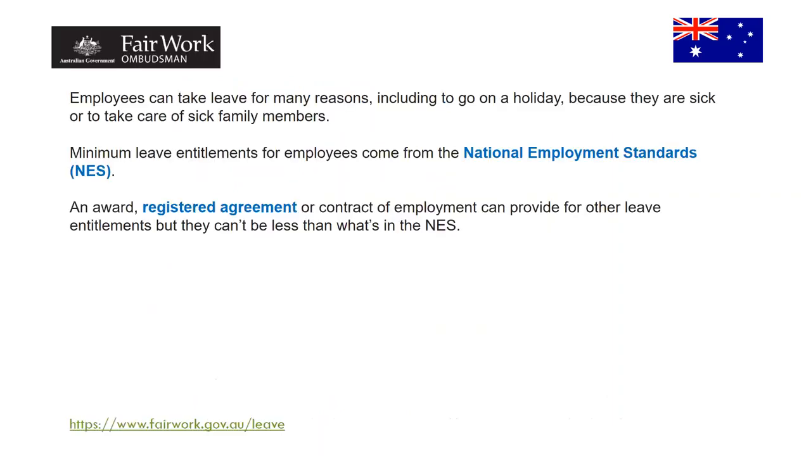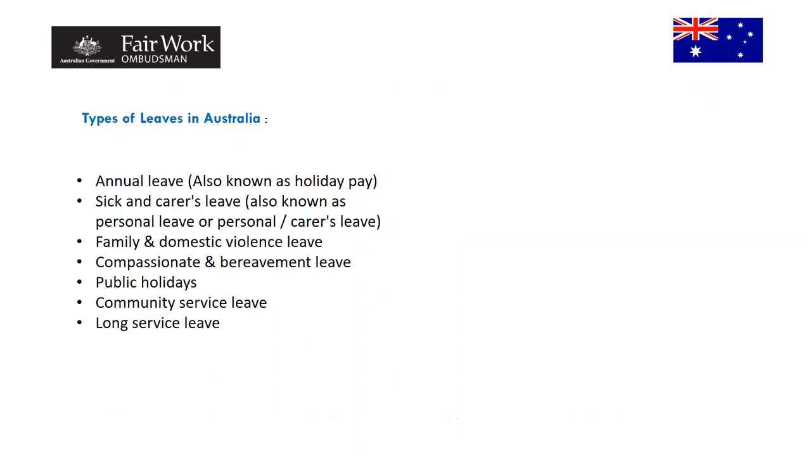Now, towards the end, the last point is the Fair Work Ombudsman. This is the authority that designs the policies and also your leave regulations. Ideally, these are the set of leaves to be configured in your EC, depending on the policy design. These are the set of leave types in Australia. Are you availing all of these, or is one or two missing?